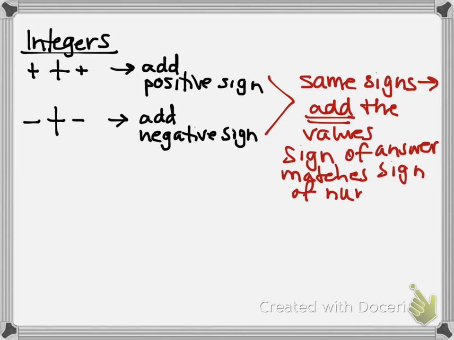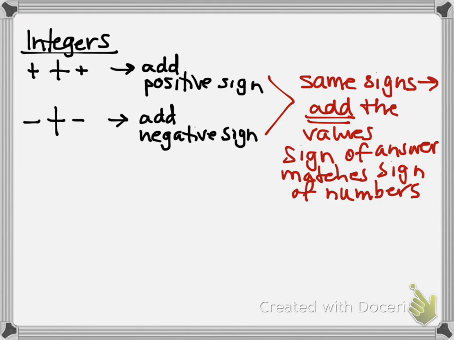Which makes sense. If you're walking on a number line and you're positive, you're walking to the right, and if you're adding another positive, you're continuing to go to the right and you're getting more. And then with negatives, you're facing left, and as you add another negative, you continue down the left path, so you're getting a negative answer. So again, same signs, add the values, sign of answer matches sign of numbers.